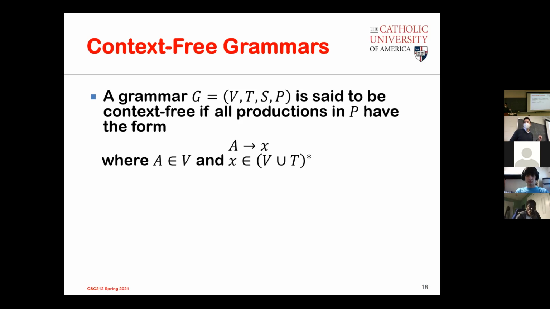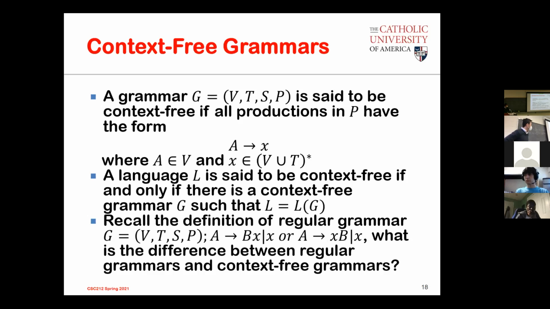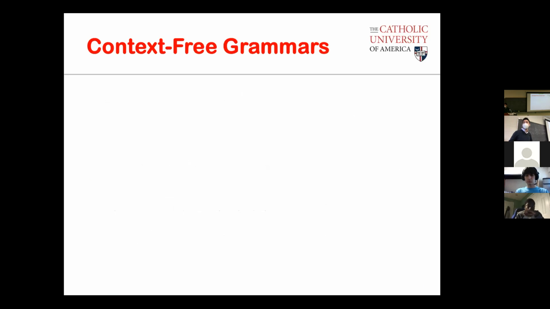Okay? So now we say that a language L is said to be context-free if and only if there's a context-free grammar G, such that the language is recognized by the grammar that represents that language. But if you recall, this is the definition of regular grammar, right? So it turns out that later on, you're going to see many useful languages are not regular.